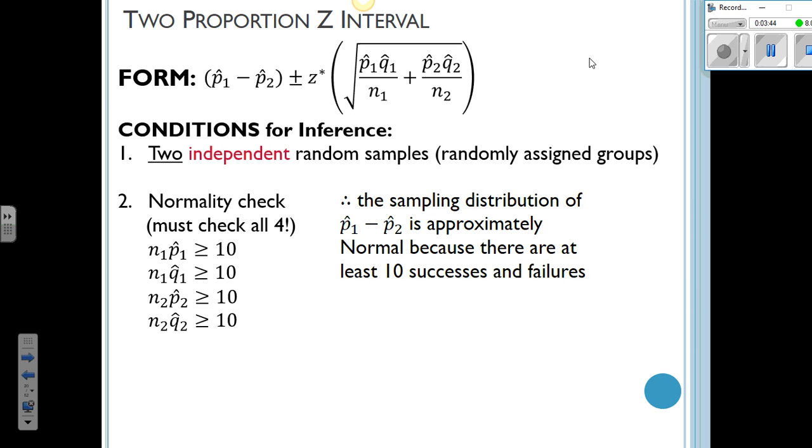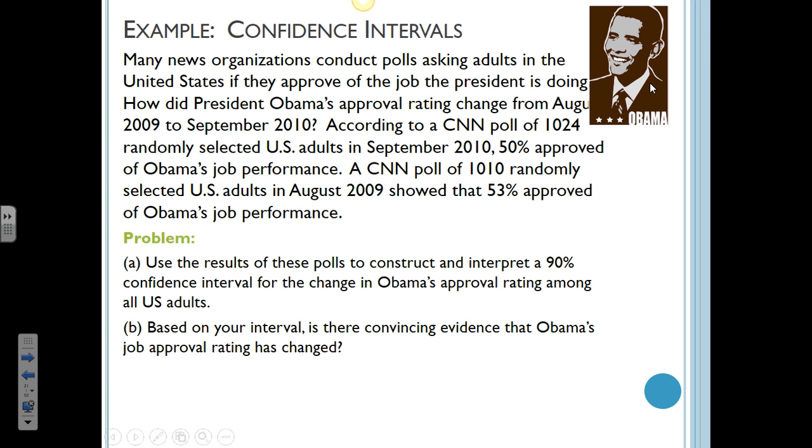Let's continue on. Our example today, we're only going to do one example because it's going to take a little bit. Many news organizations conduct polls asking adults in the United States if they approve of the job the president is doing. Have you ever seen those polls? Oftentimes they do them once every 3 months. It's called the president approval rating. They randomly sample like 1,000 U.S. citizens and ask whether they approve or disapprove of the job the president's doing, and they keep track of that over time. I think they do at least 4 samples a year, if not more.